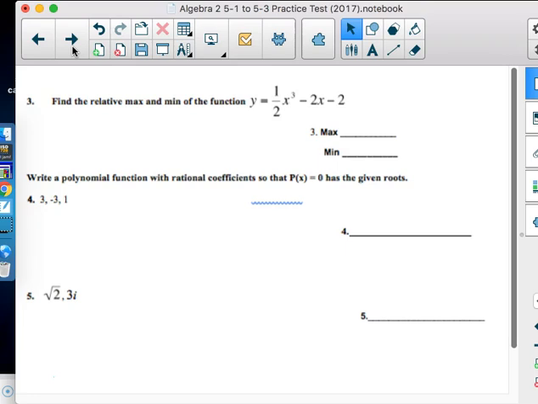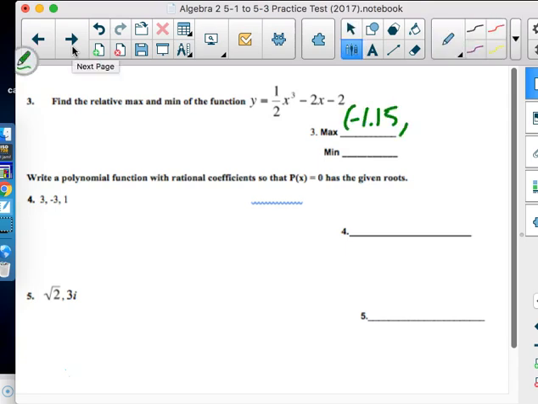Second trace. Maximum number 4. Blinky to the left side of the hill. Press enter. Move Blinky to the right side of the hill. Press enter. Enter to guess, because we don't want to take a guess. And there it is. And it doesn't say, but we have to go at least 2 decimal places. We have to go at least hundredths. So negative 1.15, comma, negative 0.46. There's our max.